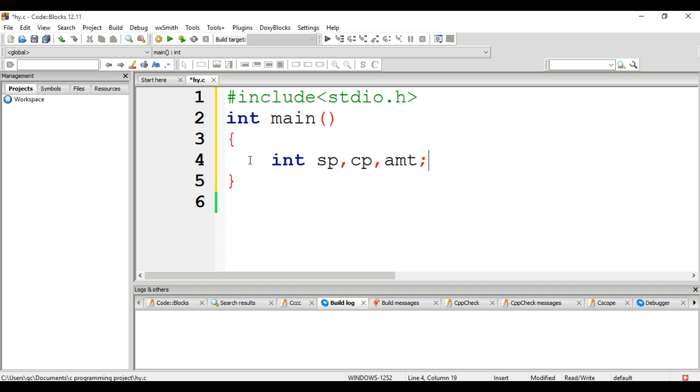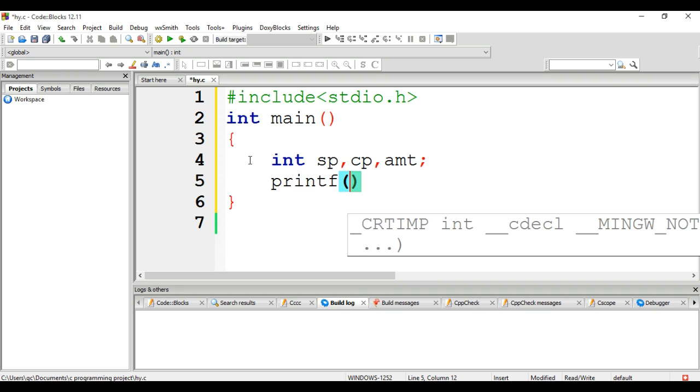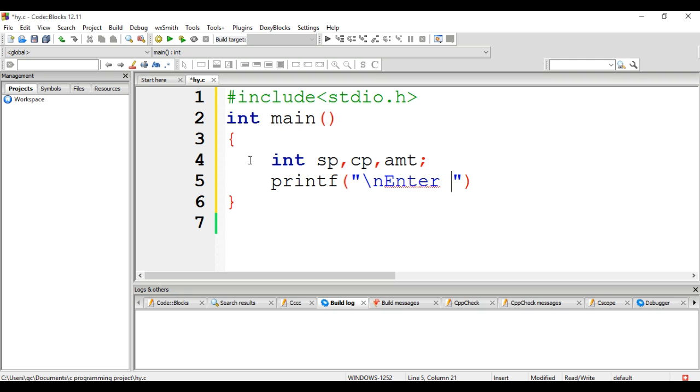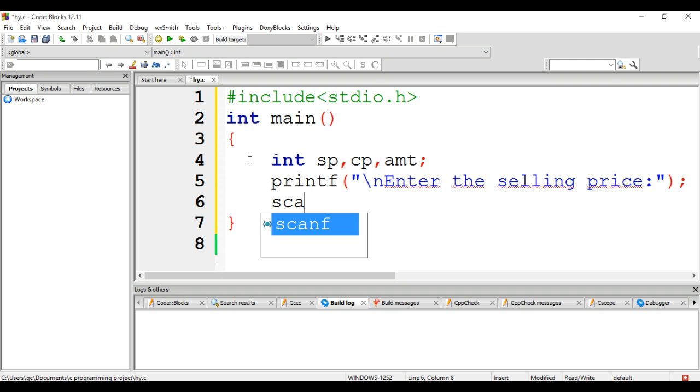After that, the user is being asked to enter the value of the selling price. I'm using \n to break the line. The printf function is used to ask the user to enter the selling price, and I'm using the scanf function to store the value of the selling price.